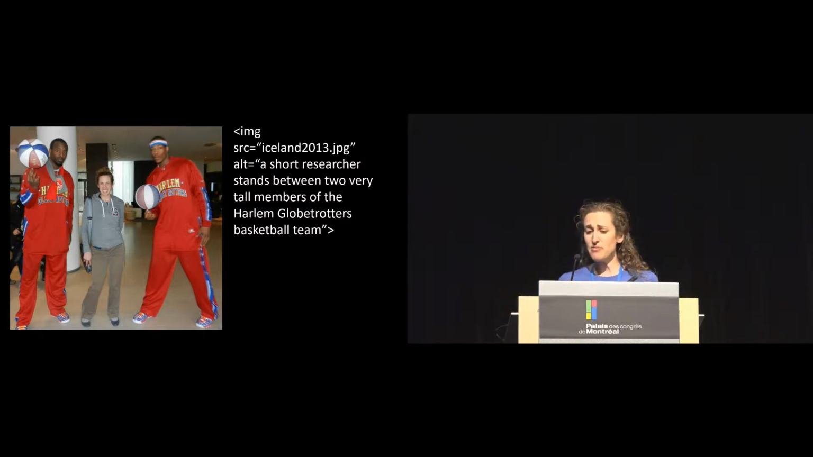So this is an example from my website of the HTML specification for alternative text. In this case, I have described the image as a short researcher stands between two very tall members of the Harlem Globetrotters basketball team. And that is what would be read out loud to someone who's visually impaired when they encounter that image on their computer.